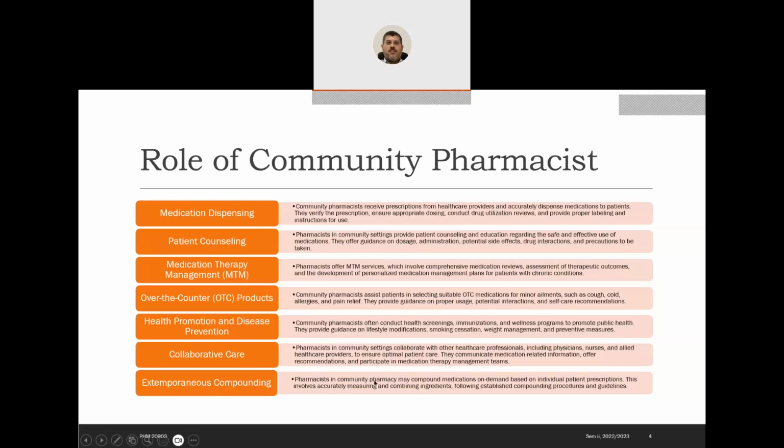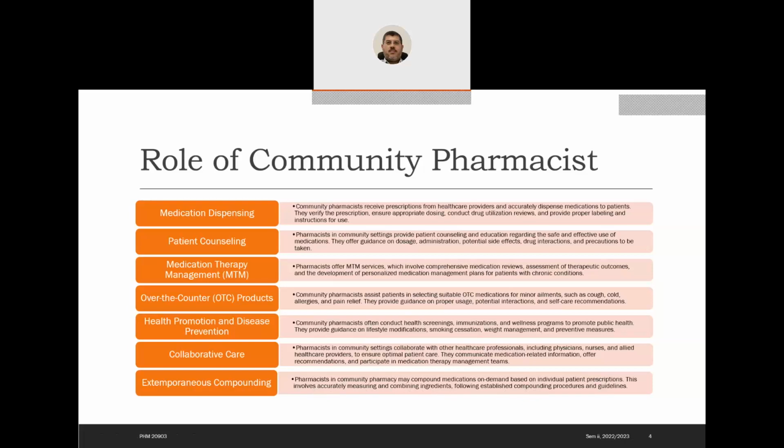Extemporaneous compounding is that they will make preparations or medicine preparations on demand based on individual patient prescriptions. It's not small scale or large scale production that will be available for sale. No, it is based on individual patient prescriptions. And it should involve accurately measuring and combining ingredients following established compounding procedures and guidelines.